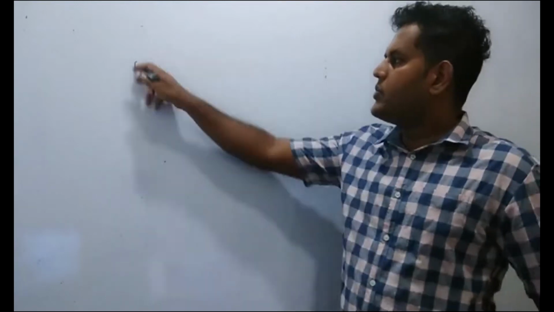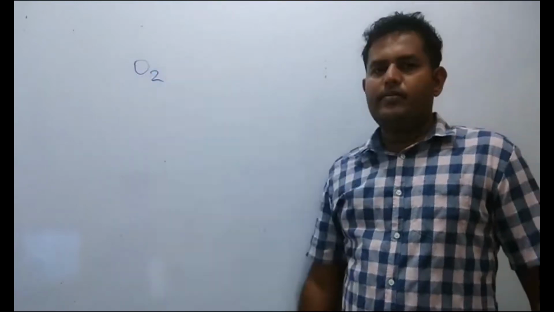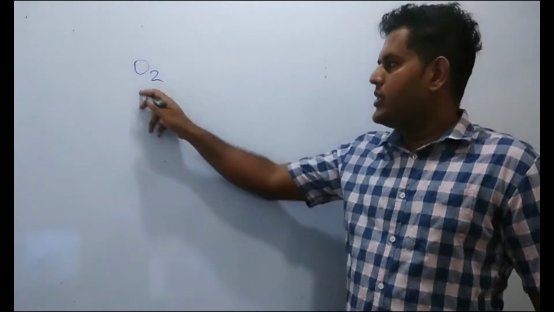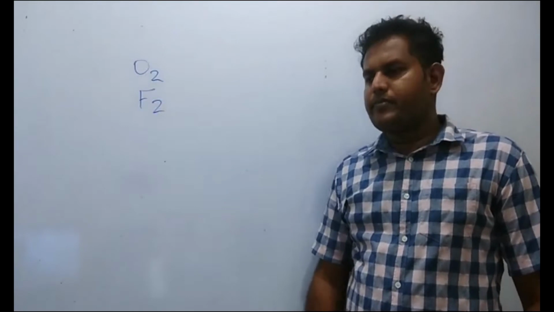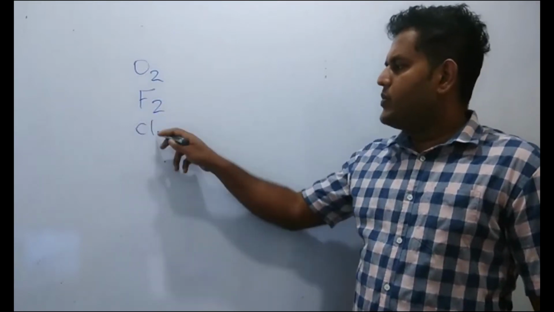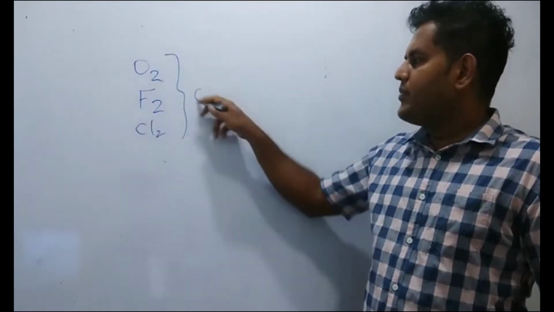When we find the oxidation number, there are 3 rules. Rule number 1: for standard species, oxidation number is 0. What are the standard species? If you consider oxygen, the standard species is O2. If you consider fluorine, the standard species is F2. Very good. For these standard species, the oxidation number is 0.